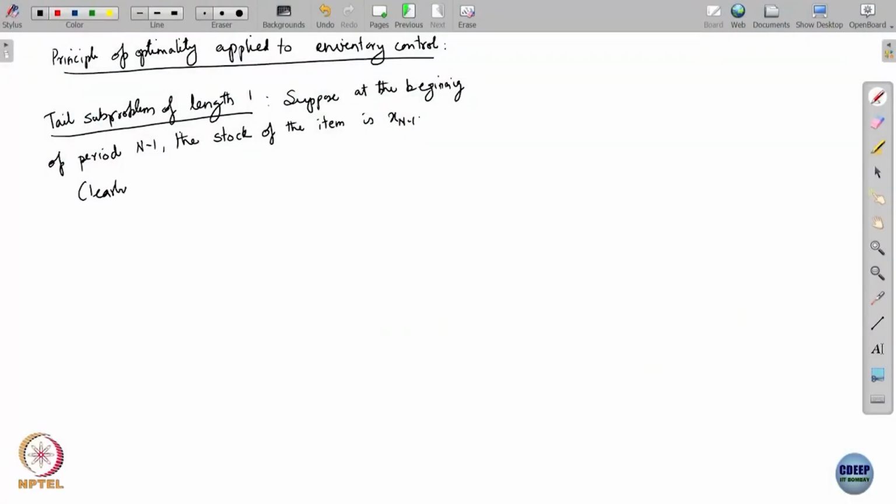So, clearly the optimal quantity to order is the solution of the following. Now, remember we had, so you want to minimize this.